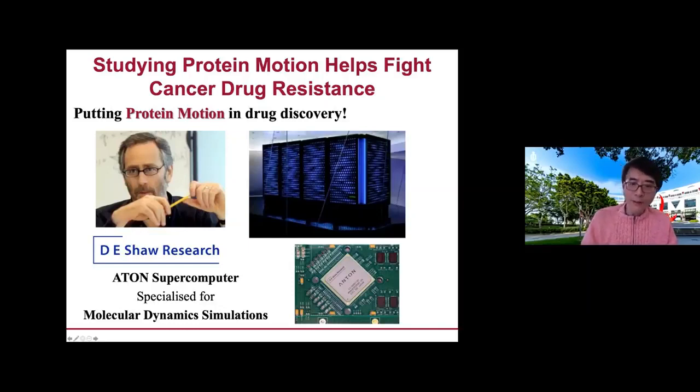And one of these Anton machines is like this, right? It's located in the headquarters of his company on 42nd Street, Times Square in New York City. Now, one of these machines costs about $1 million to $2 million US, and this machine is specific for the simulation of protein motion.